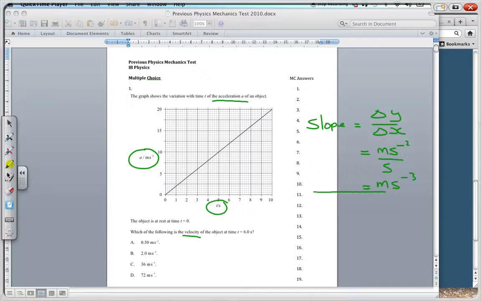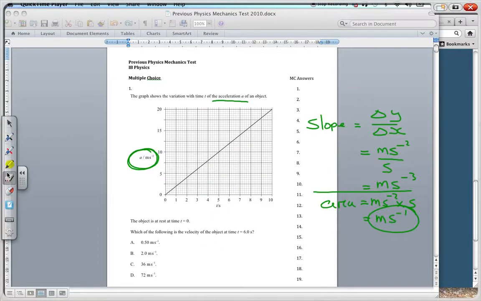The second thing is that we look at area. Now when we look at area, we look at multiplying these two values together. So we would multiply that times that. So that would be meters per second to the -2 times a second, which gives you meters per second, which indeed is velocity. So we're going to need to find the area in this case.